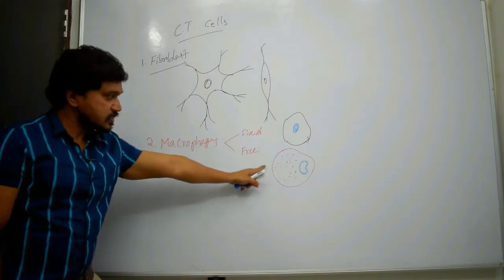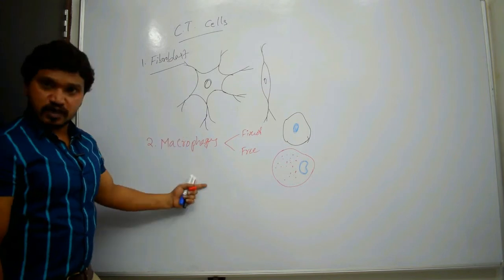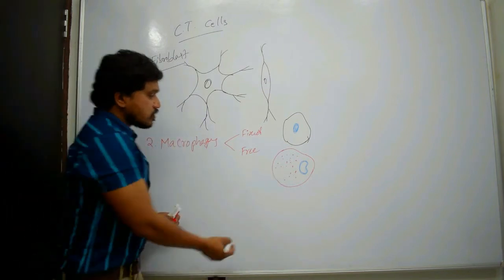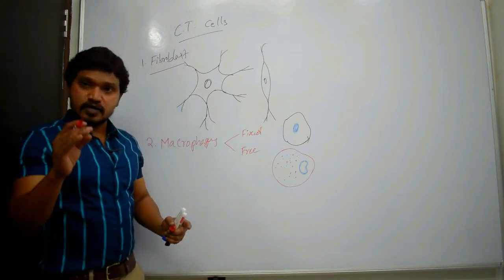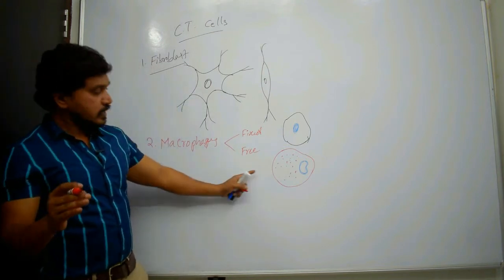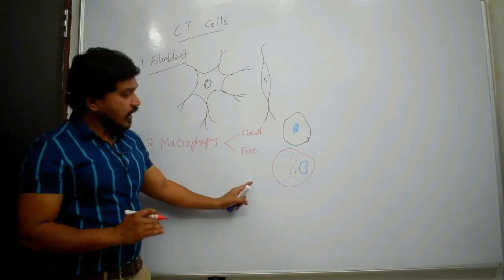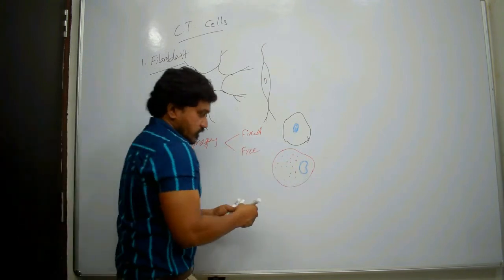Then what is the function of macrophage? Actually we have seen the structure of macrophages. The function: these are phagocytic in nature. Whenever any microorganism or any foreign body enters into the body, these macrophages will reach the particular site of infection and they will engulf microorganisms.